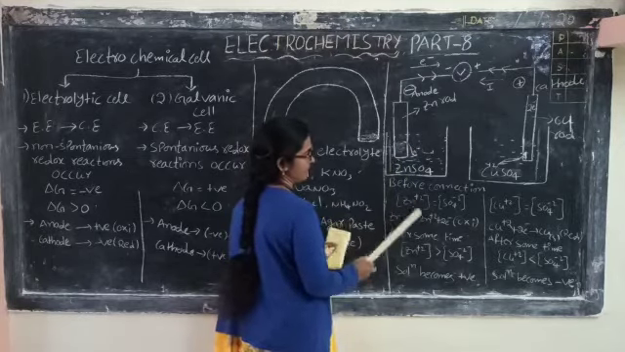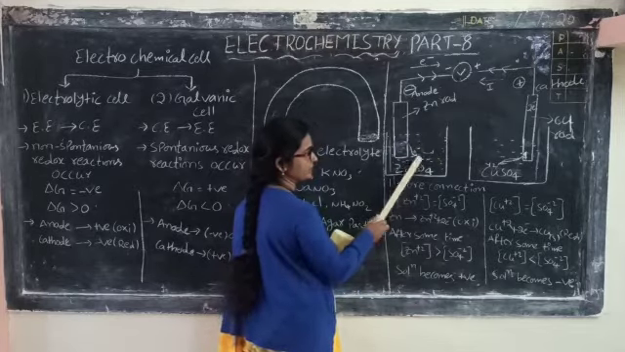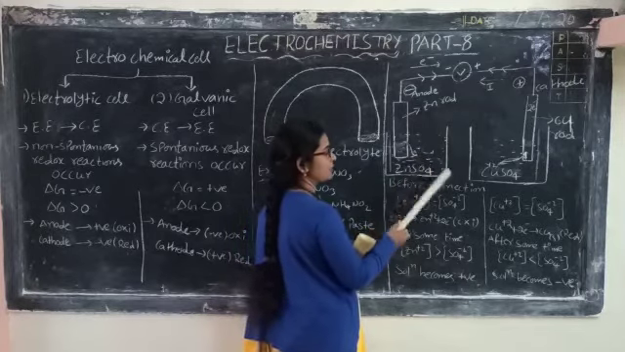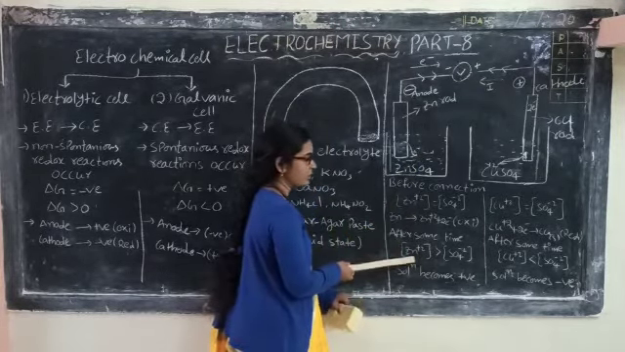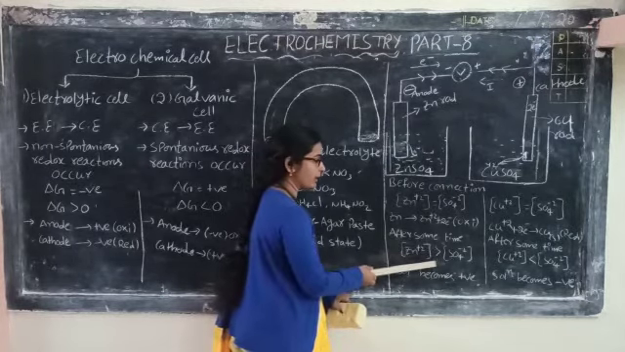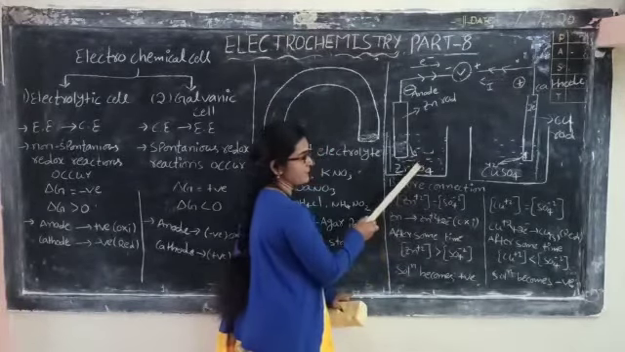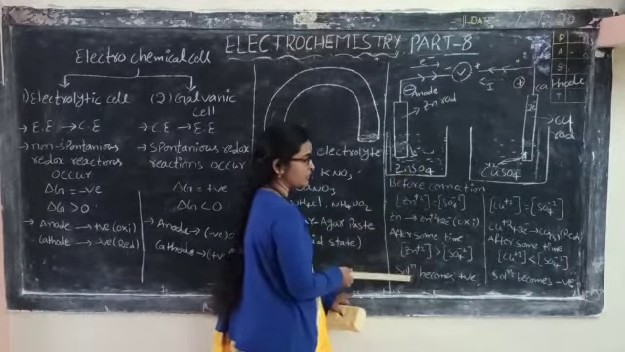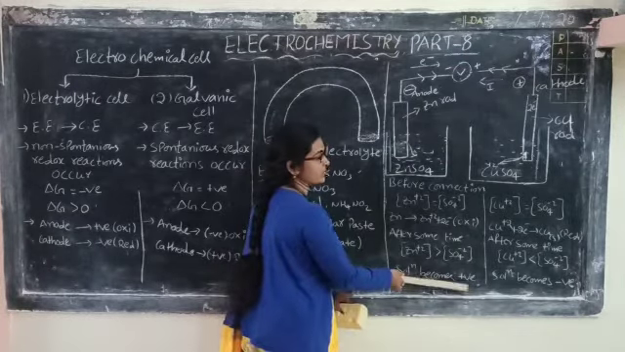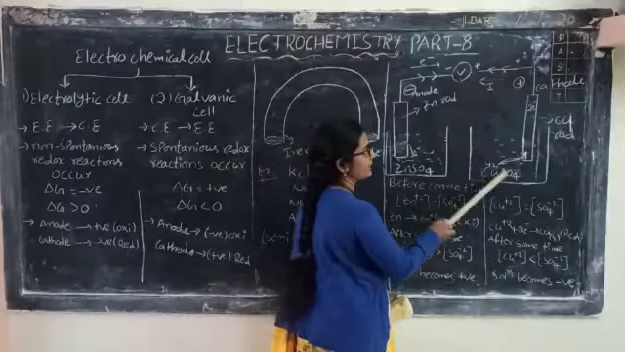Okay, what happened? Zn²⁺ ions increase in the solution compared to the SO₄²⁻. Then what you observe is that the concentration of Zn²⁺ is more than SO₄²⁻, meaning the positive charge increases in this half cell. So finally, what we observe is that the solution becomes positively charged. So we go to the right hand side.